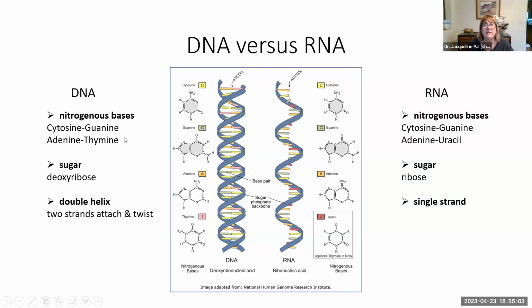Okay. So what are the differences between DNA and RNA? First off, one difference is in nitrogen bases. They have three that are exactly the same, but then DNA has thymine and RNA has uracil. The second is the sugar, where DNA has deoxyribose and RNA has ribose. And the third thing is that in DNA, the two strands attach and twist and form what's called a double helix, which we see here, whereas RNA has a single strand.